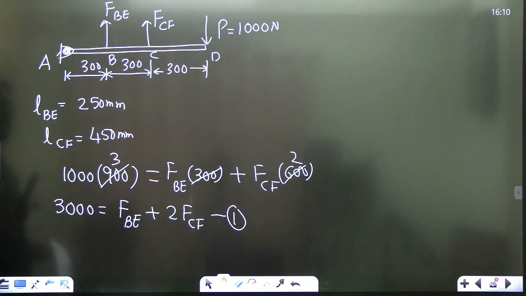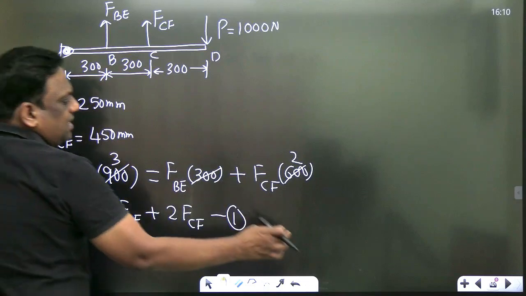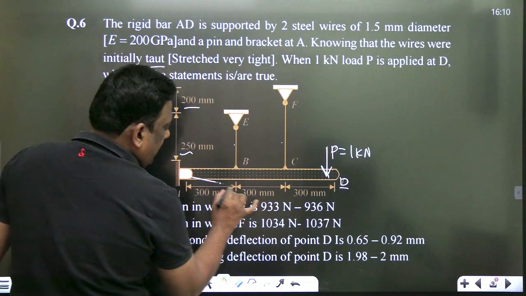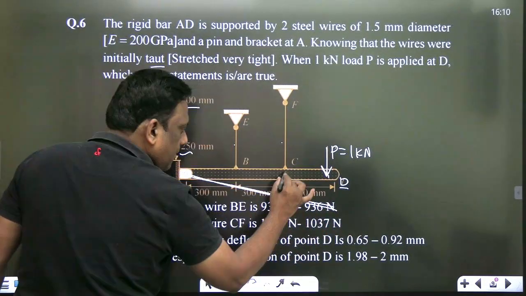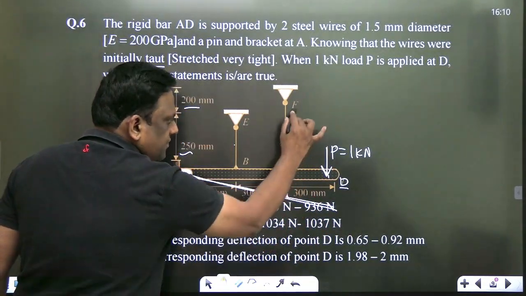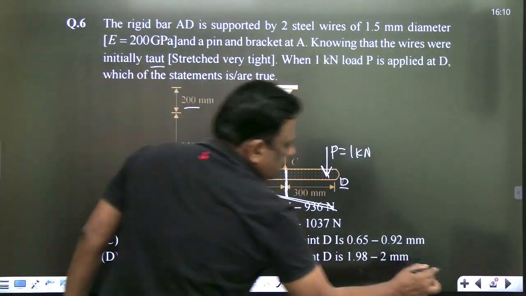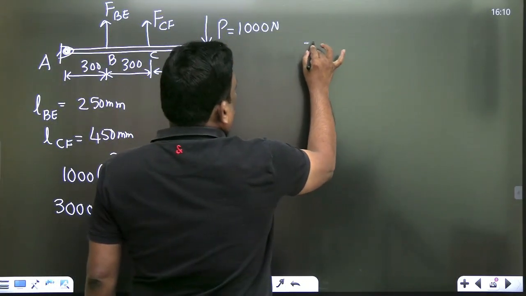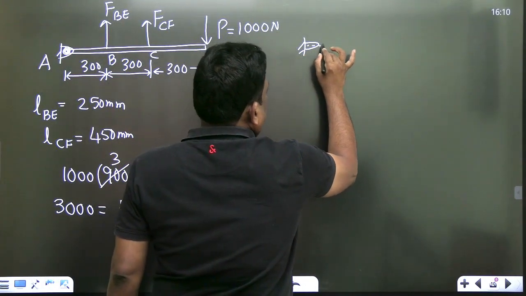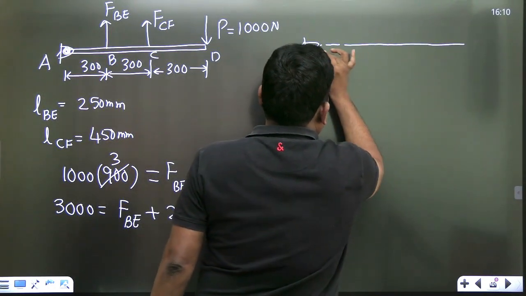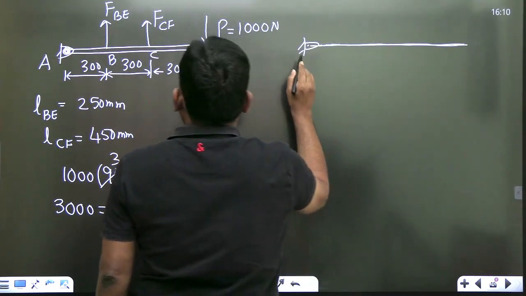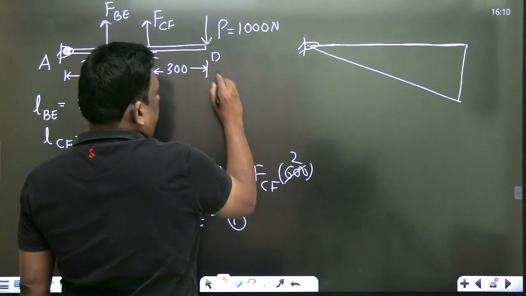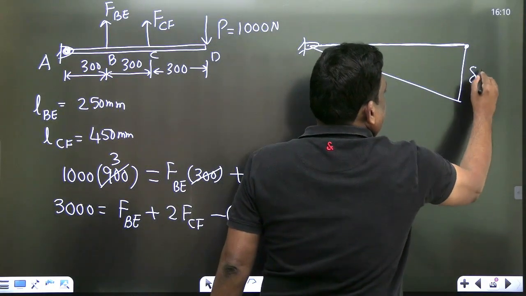And one more thing. Now observe clearly. As there is an external load like this, finally it will deform something like this. This is the deformation of CF. This is the deformation of BE. So therefore the final figure, let me show here. Okay. The final deformation is something like this. And this is the displacement of point D. I think he is asking this. So let me write it as delta D.